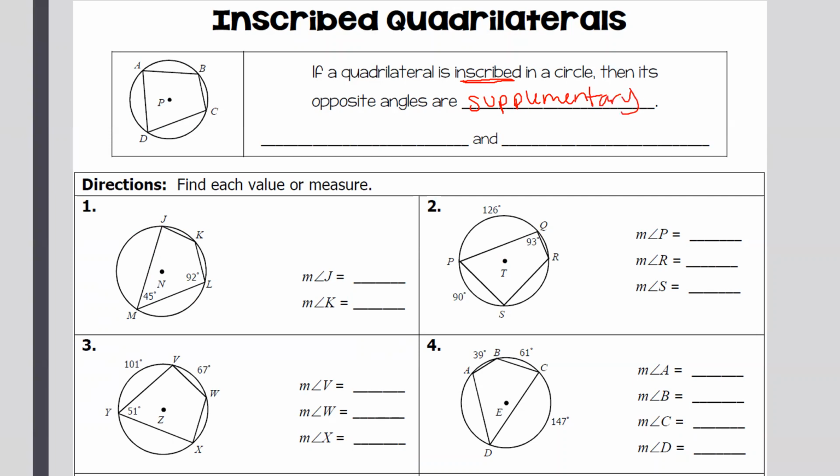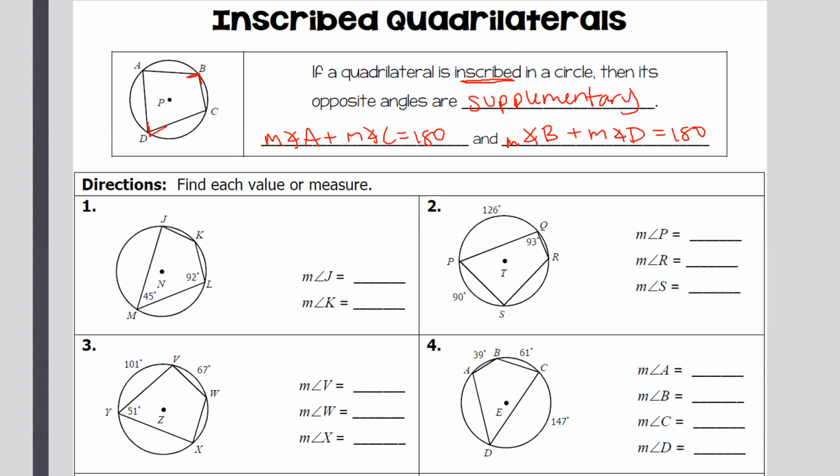So in my picture here, in this example, that means the measure of angle A plus the measure of angle C will be 180 degrees. And you could also say the measure of angle B plus the measure of angle D will be 180 degrees, because those are the angles that are opposite each other.